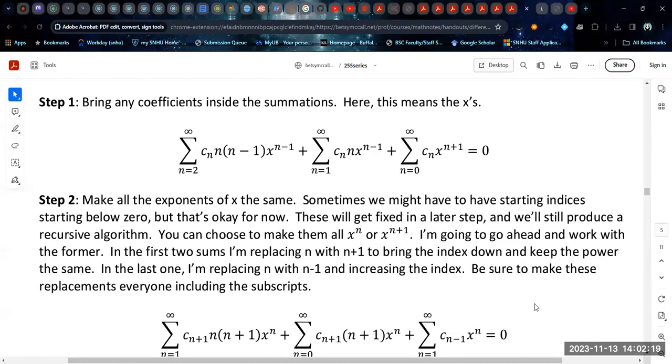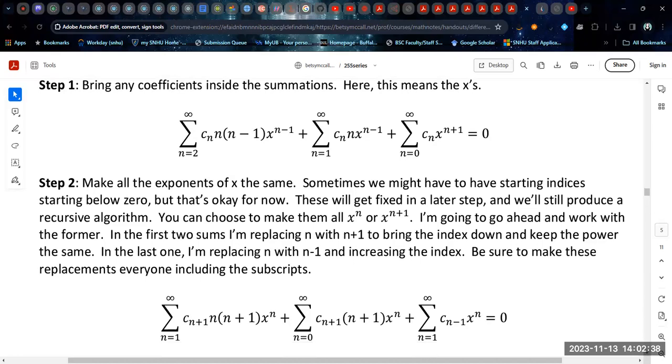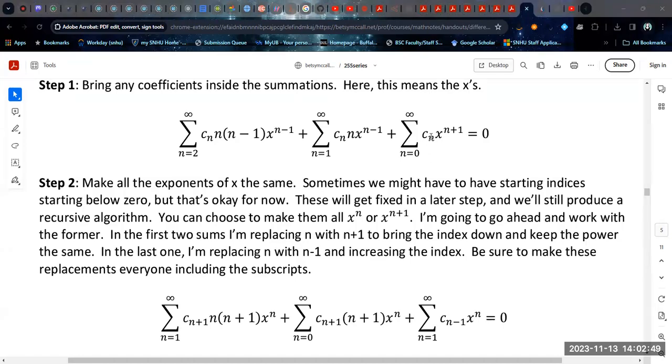Now, our goal is to make all of the exponents the same. So we're going to try to adjust these to make them all x to the n or x to the n plus 1. Just to make the arithmetic a little easier, I'm going to stick with x to the n. If I want to make this n plus 1 back to n, I'm going to have to start with n equals 1, and then my Cn will drop down to n minus 1.